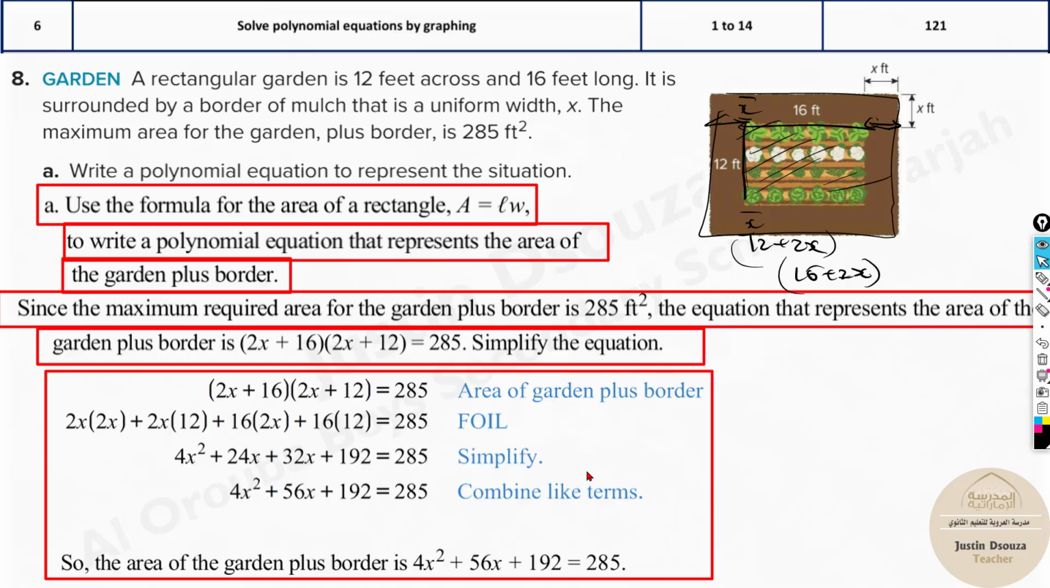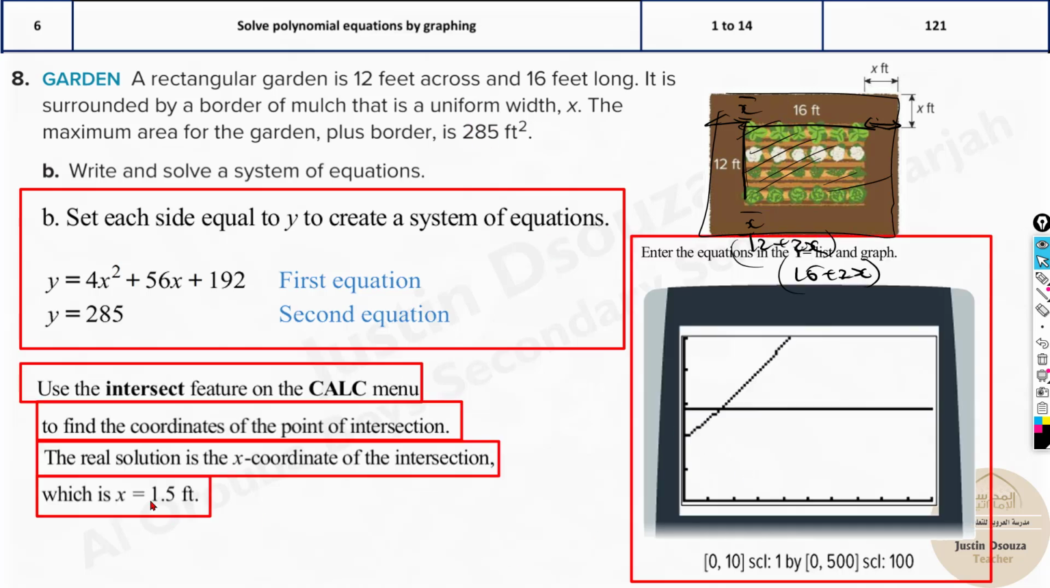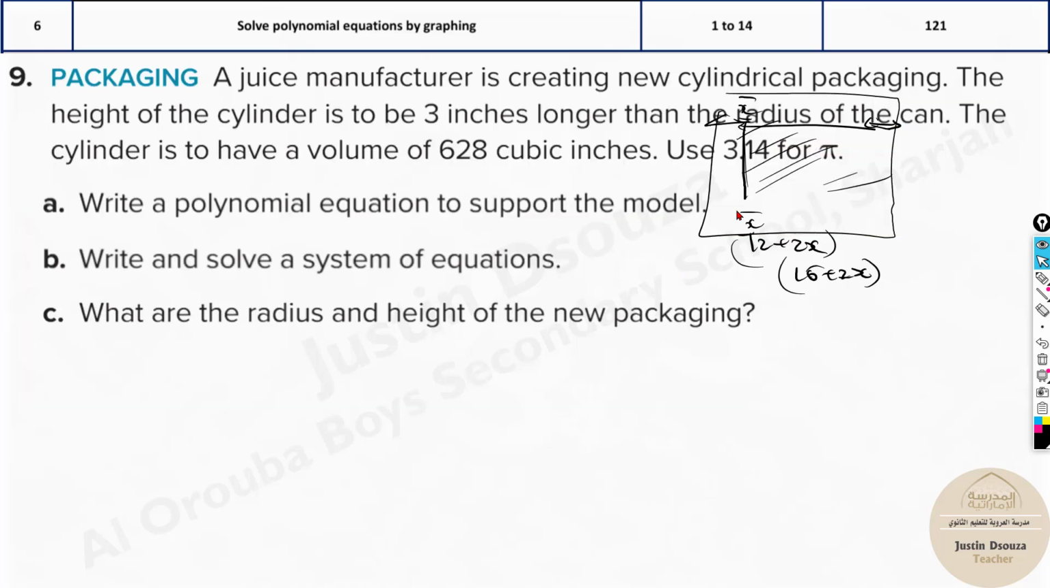Now, if they just give the x value, you just put it over here in these two expressions and make it equal to 285. See, if you put over here x as 1.5, it should be equal to 285. Others are wrong answers. And then we saw the dimensions, multiply these both, you must get 285. Otherwise, it's wrong. So this is how easily you can solve these problems.